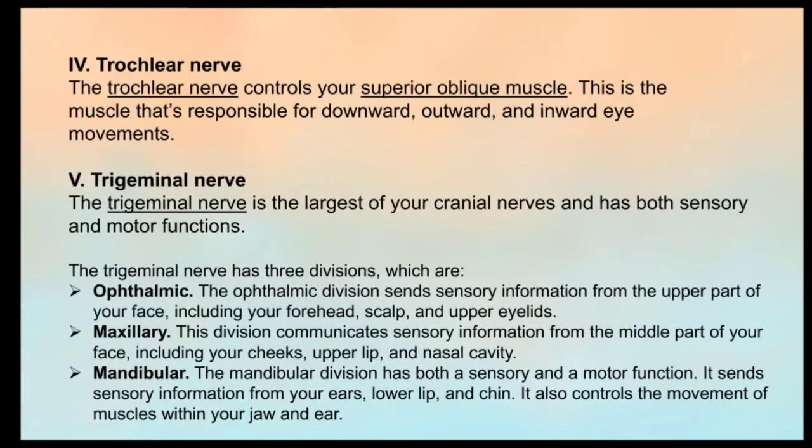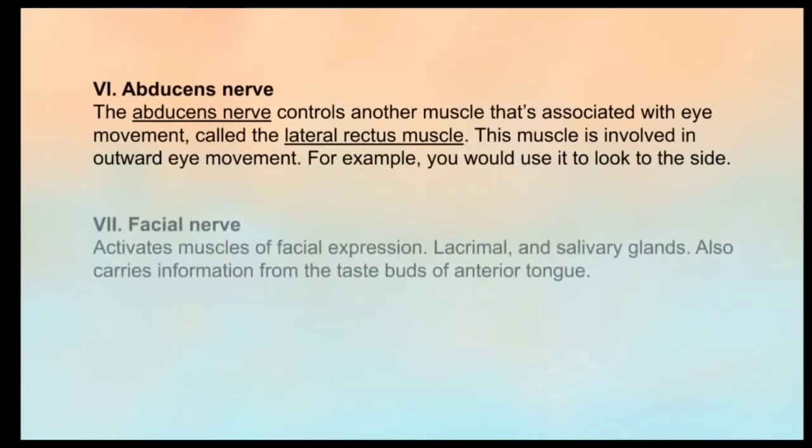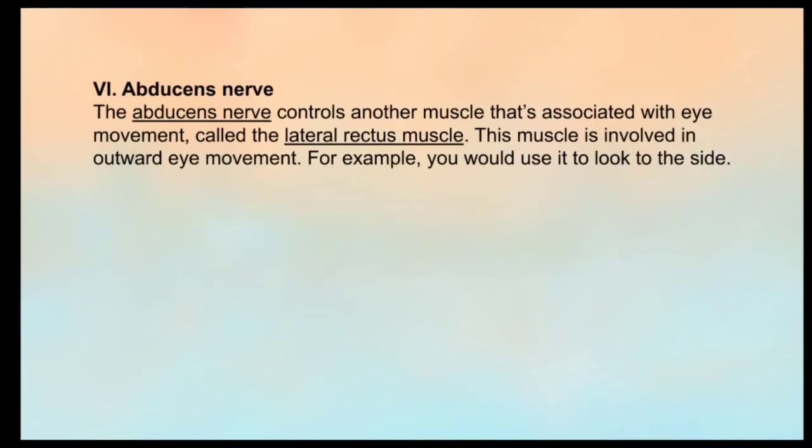Number 6, abducens nerve. The abducens nerve controls another muscle that's associated with eye movement, called the lateral rectus muscle. So, itong muscle na to, yung lateral rectus, ay involved siya sa outward eye movement. Halimbawa, titingin ka sa iyong right or left side.